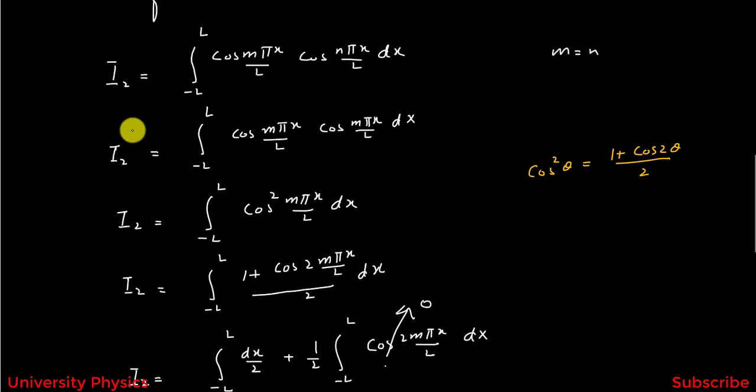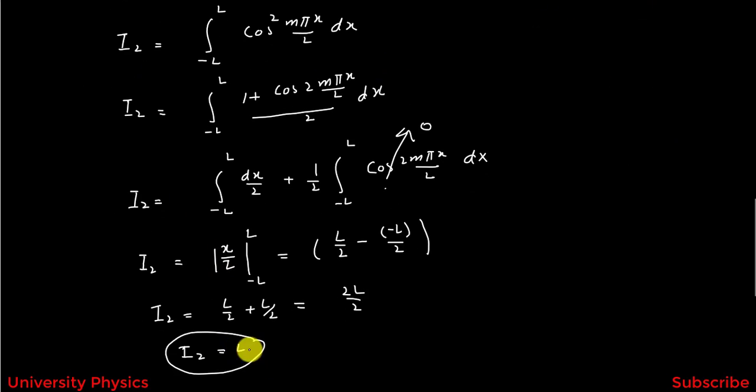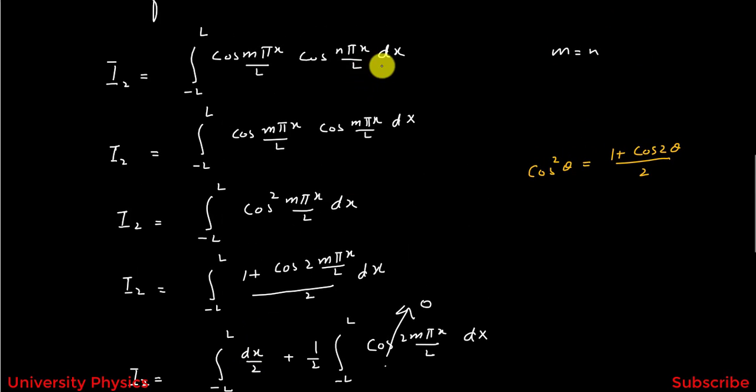We considered that this integration from minus L to plus L of cos(m pi x over L) cos(n pi x over L) dx is equal to I2, and I2 is equal to L. So this integration becomes equal to L when m is equal to n. So this is something about this integration.